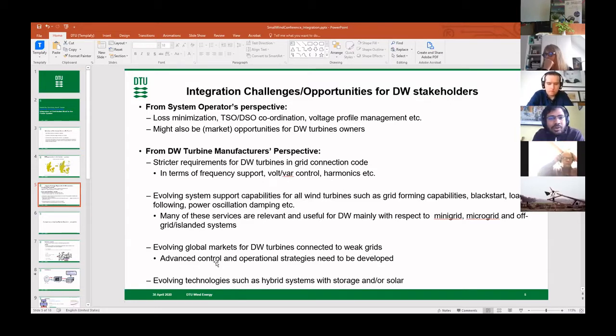But if we look at them as challenges, they are challenges, but this can also start up some new market opportunities for the smaller wind turbines connected in the distribution network. And that's the angle when we look from the distributed wind turbine manufacturer's perspective. And that's what Tony was mentioning before, that stricter requirements for distributed wind turbines have been included in the grid code, be it frequency support or volt var control and harmonics. I mean, they are also required for now type B wind turbines as well. But also newer system support capabilities have been evolving in terms of the technology. So grid forming capabilities, black start, load following, all these new technologies have been coming up.